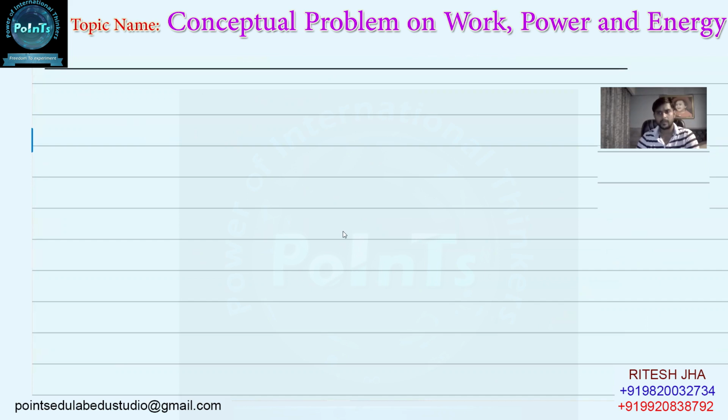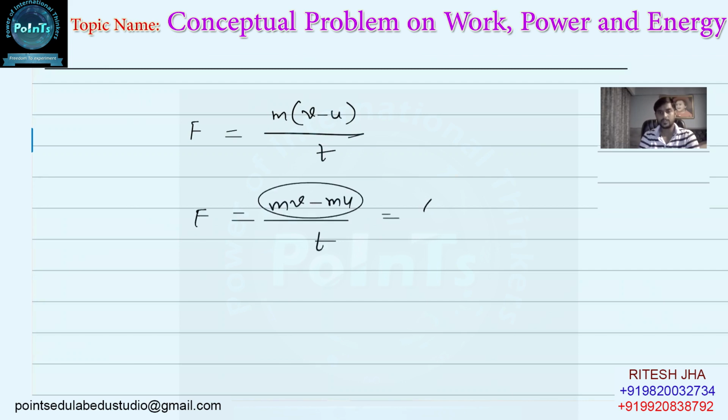So it's basically force into time. And then a change in that, of course, is going to be the impulse. See, we define force as m(v minus u) over t, which is nothing but ma, right? So m(v minus u) over t is the change in momentum over time. So obviously, change in momentum is F into t.